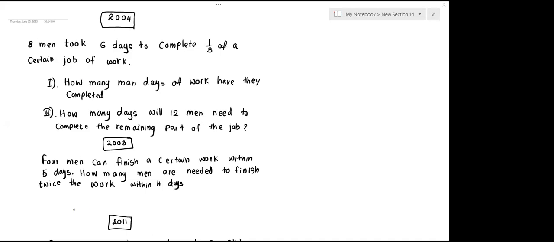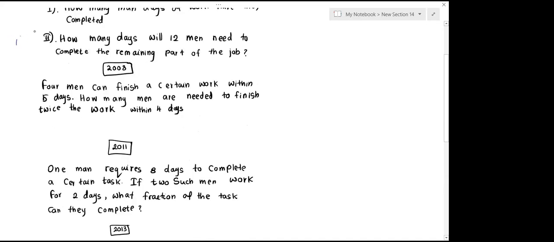Okay, I will start to discuss. Look at this. These are not all the past paper questions. I just randomly selected some and gave you. Okay, look at the 2004 paper, they have given this short question.